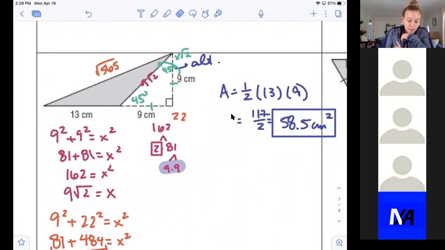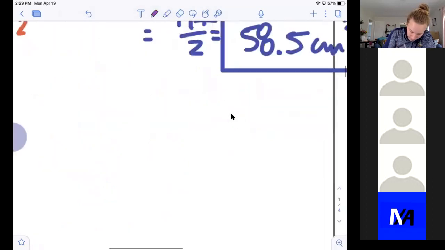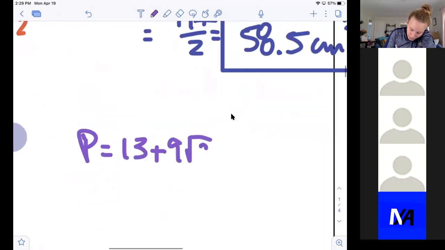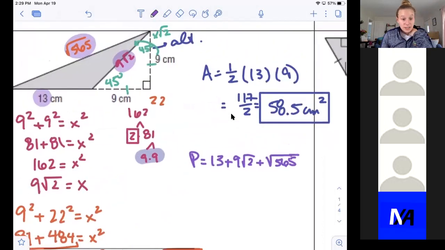The last thing we're going to do is perimeter, and I just have to do all my sides added up. And again, it's the sides of the shaded figure. So 13 plus 9 root 2 plus root 565. Perimeter is 13 plus 9 root 2 plus root 565. We actually can't do any more simplifying here. That's as good as that one gets.